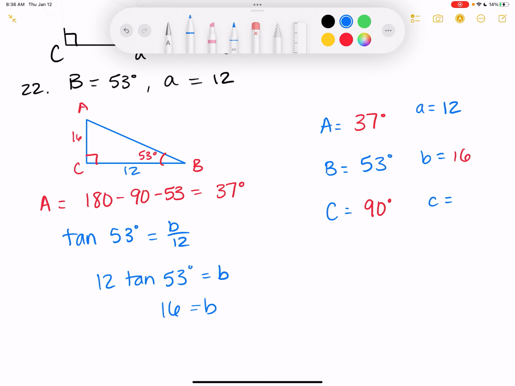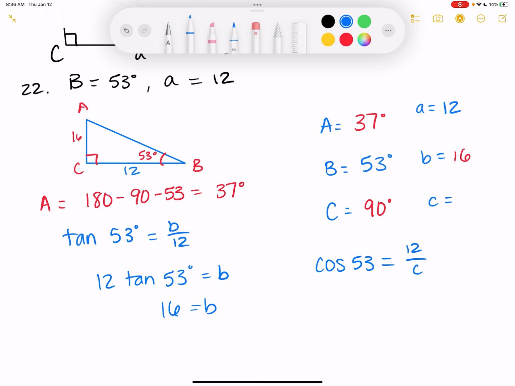Because if our number was wrong, then we don't necessarily want to use that because then it makes the other stuff wrong. Cosine. Okay, so adjacent and hypotenuse. So cosine of 53 is equal to adjacent, so that's 12, over C. I was trying to figure out what letter it was supposed to be.